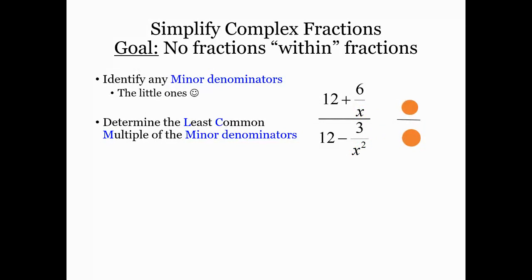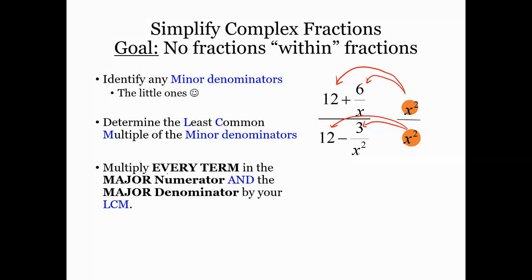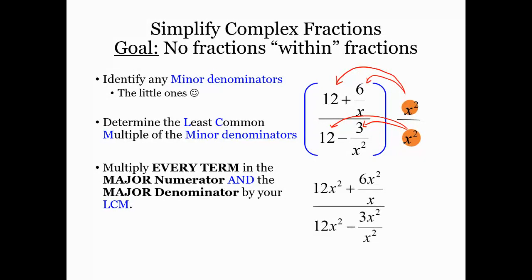And I'm going to multiply both the numerator and denominator by that least common multiple, which is x squared. Okay, so when I do that, I want you to remember that you've got to distribute. I'm going to multiply it to both parts, right? All I'm doing here is multiplying by 1. I just picked the form I want 1. That's all I did, right? So multiply every term in the major numerator, and every term in the major denominator by your least common multiple, your LCM.